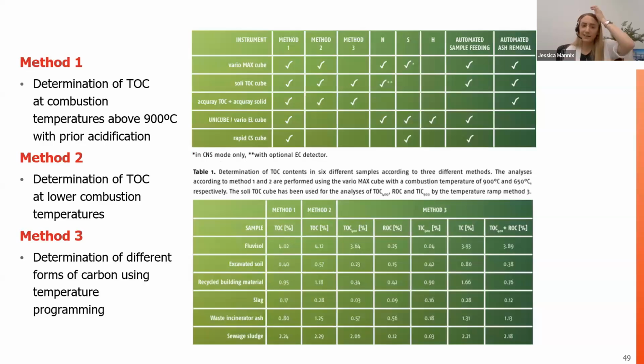So it looks like a lot of text, I know. What this is just showing is which instruments comply with which methods and which ones can be used for different sample types, and kind of what the data would look like extrapolating from those differences in analysis capabilities.